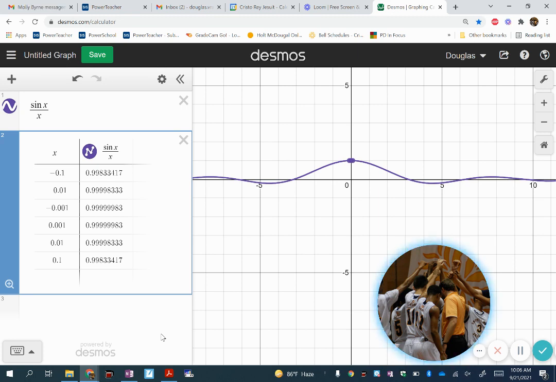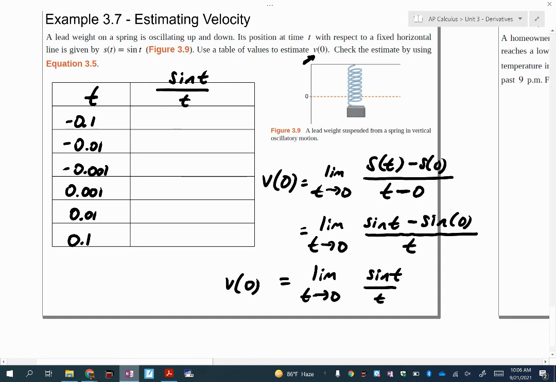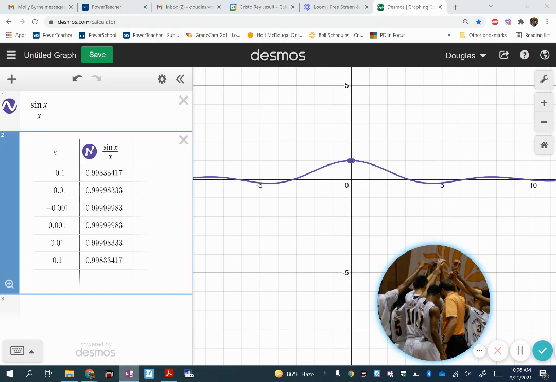So I know that the instantaneous velocity of this oscillating spring when time is 0 is 1. What's the unit? It doesn't give me a unit. One unit per time, so I guess probably per second. All right, so let's write them down.